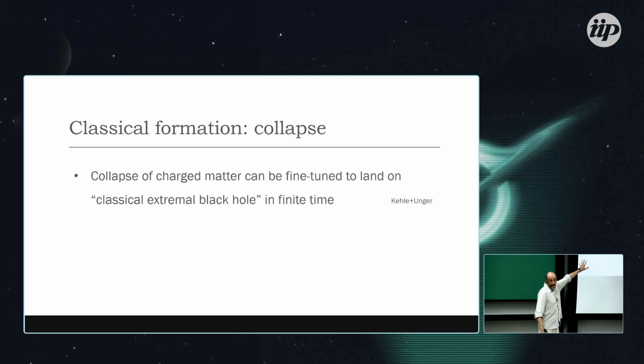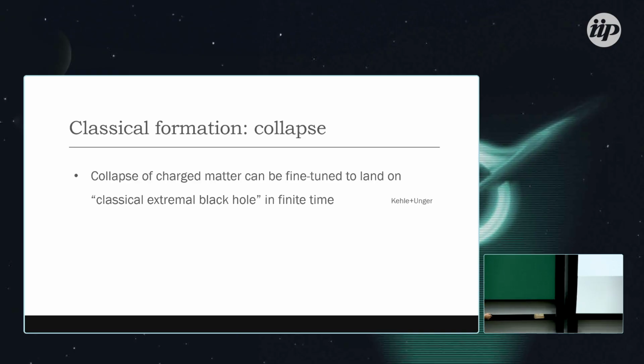So first, let me say a few things about collapse. It's not really important for my talk, but there was recent work by mathematicians proving that the collapse of charged matter can be fine-tuned so that you land on what at the classical level would be an exactly extremal black hole. And this means that since the process of collapse is finite, then as h bar goes to zero, this is finite time. So this is a fast way of forming a black hole close to extremality.